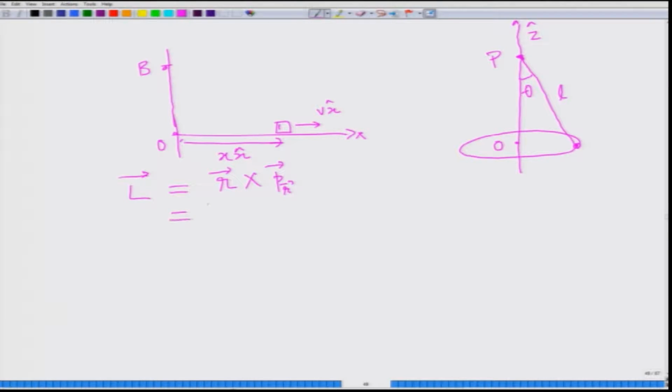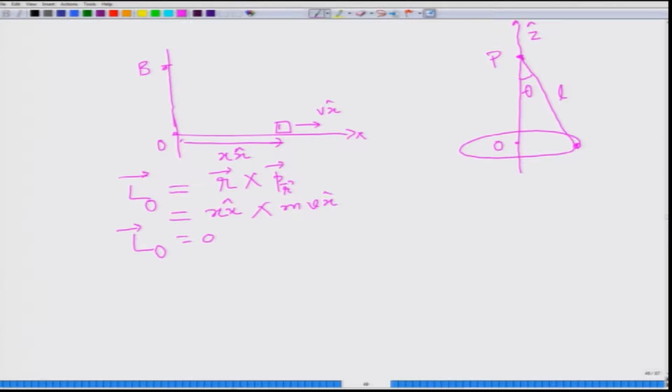Here r is this x hat and p is mass times velocity, that is the momentum in the x direction. Now the vectors are in the same direction, they are parallel vectors, so the angular momentum is 0. Mind, this angular momentum is about the origin.